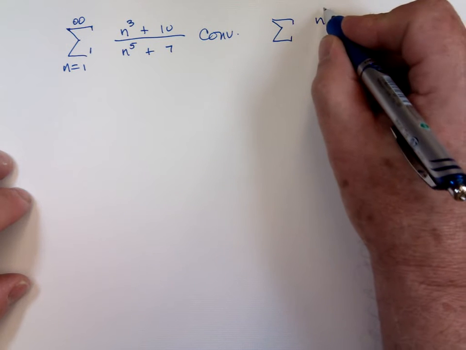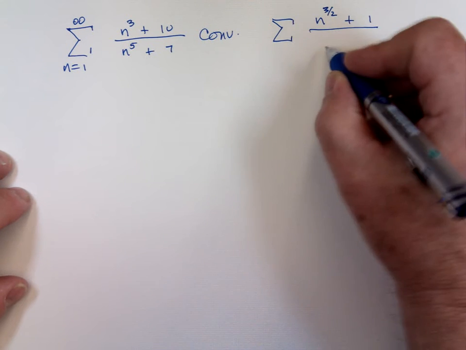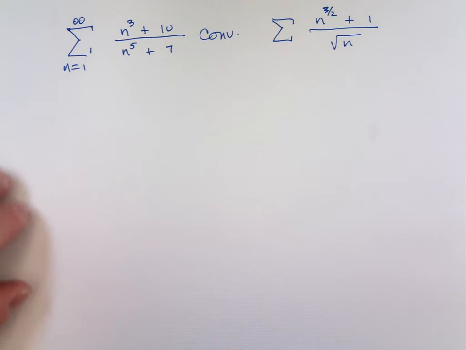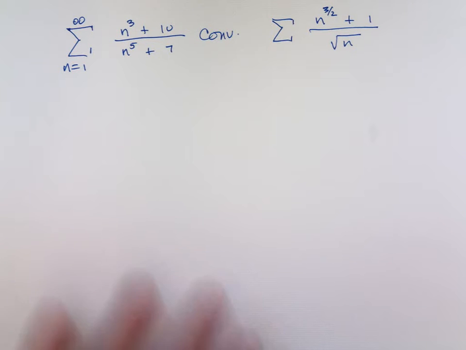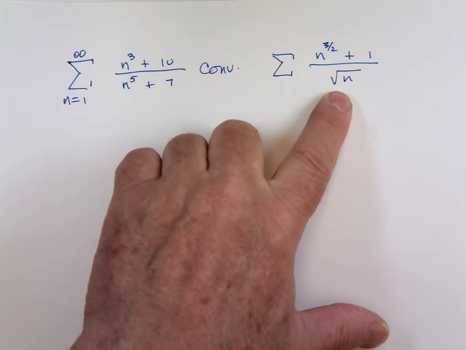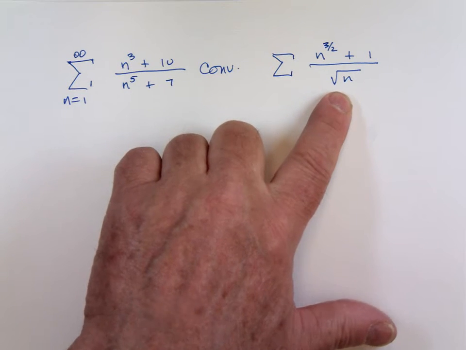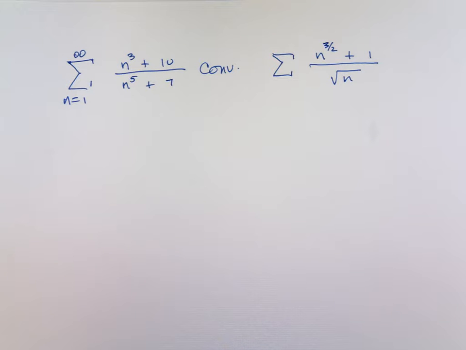If you have something like n to the 3/2 plus 1, and this is the square root of n or something like this, does this series converge or diverge? It diverges because the difference in degrees is exactly 1. If the difference in degrees is 1, it will diverge. If you had to prove it, you would use a limit comparison test with the diverging harmonic series 1 over n. That series will diverge.